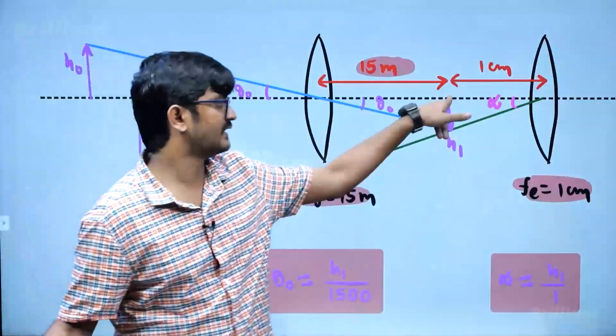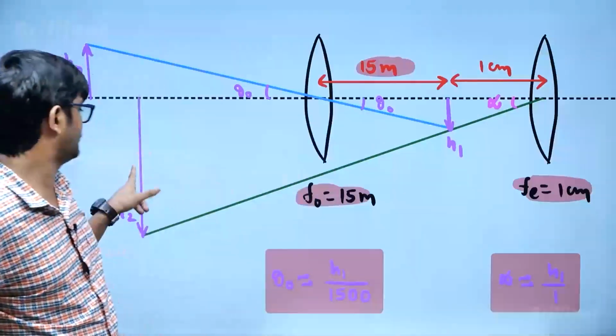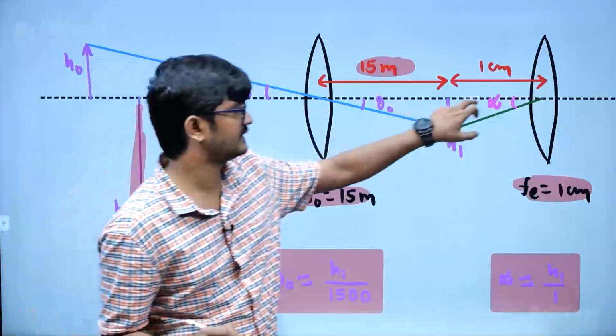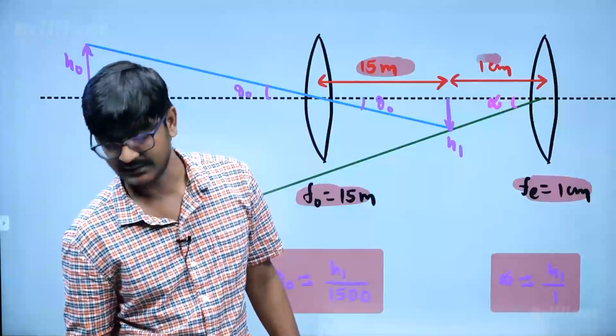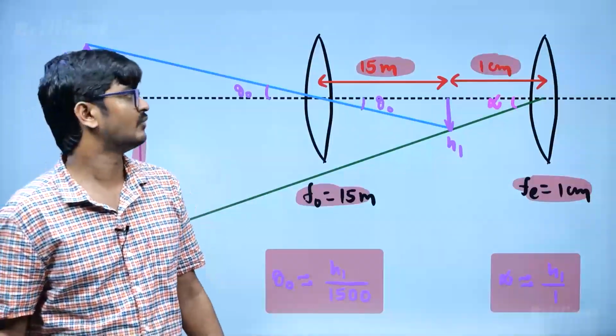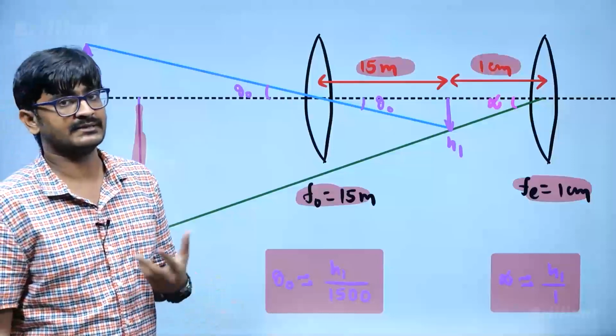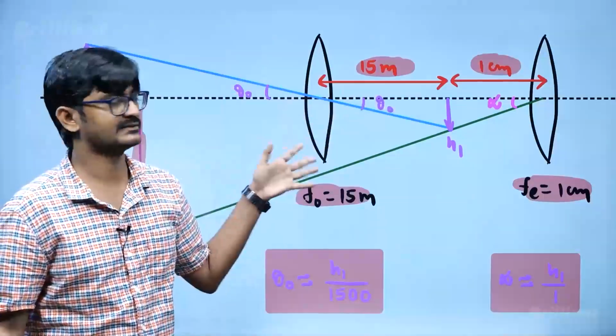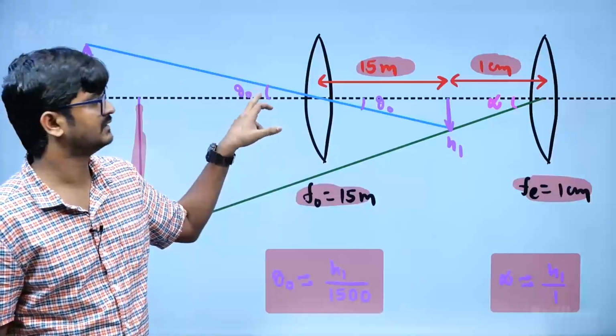Now this will act as the object for this lens, and the image will form at a very far distance. If this image is at a very far distance, then its object must be in the focal plane, which is 1 centimeter, right? Now what would be the angle subtended at my eye by the naked eye? It's like this, theta naught. If this lens system is not there, the angle subtended will be this theta naught.